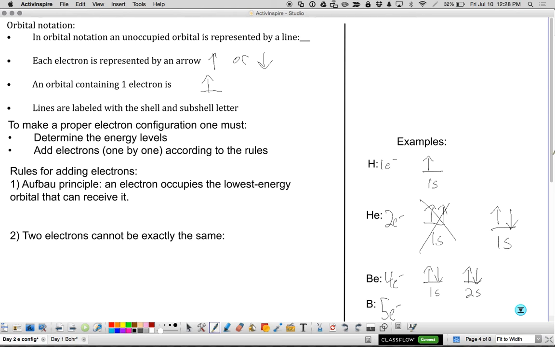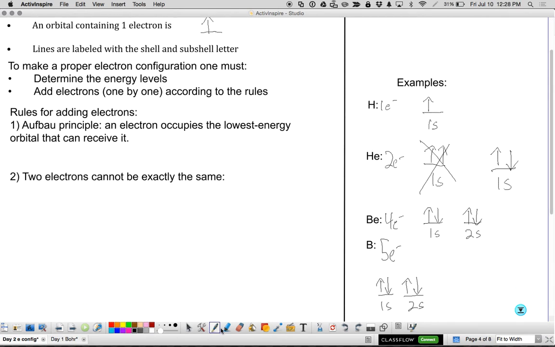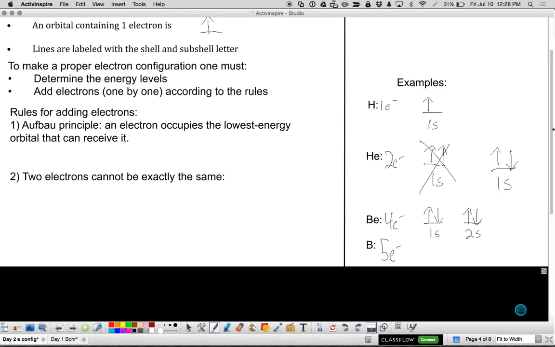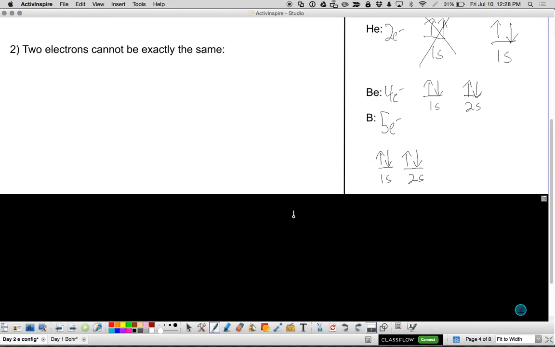So the interesting thing about the 2p is that p subshells have 3 possible orientations, right? So each p subshell has 3 possible orbitals. So here's one orbital, here's another orbital, and here's another orbital. Now, the convention is to write the label for this whole set of orbitals, this whole subshell, underneath the central one, okay? And I'm going to put 1 electron in. Okay? So that's boron.